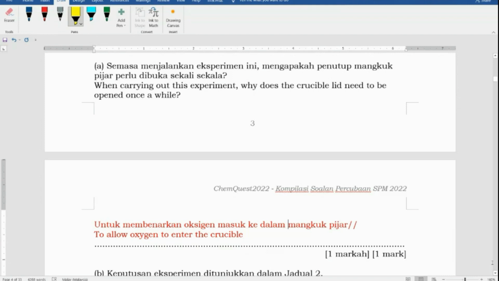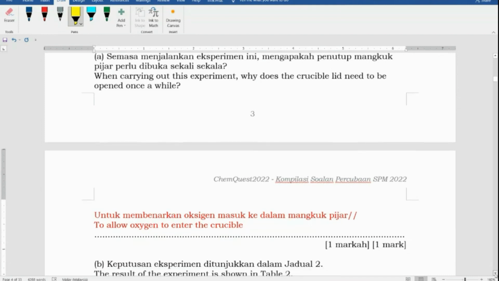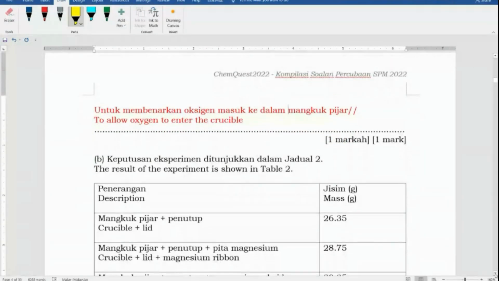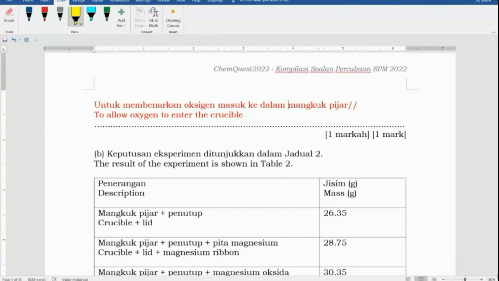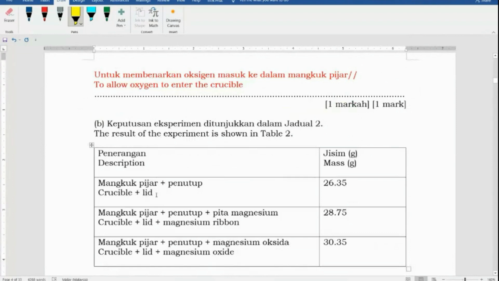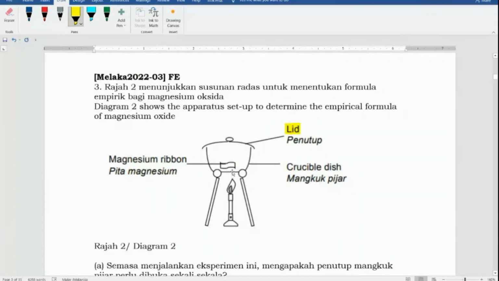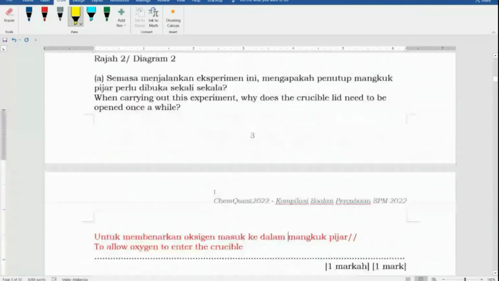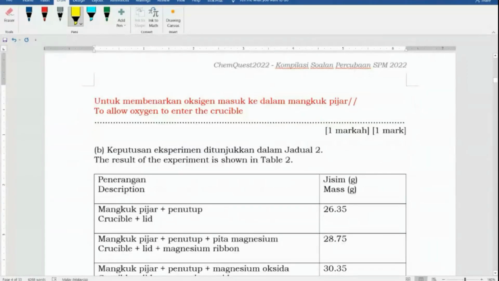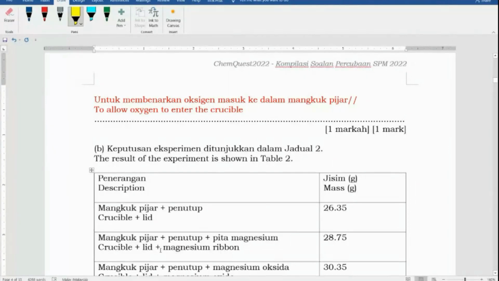Okay, now the results. For this one, I would like all of you to know how to calculate it. First, the crucible with the lid, empty, kosong mangkok pijar dengan penutup. Meaning nothing inside yet, it is 26.35 gram. Now the crucible with the lid, and then you put in the magnesium ribbons, so it becomes 28.75.